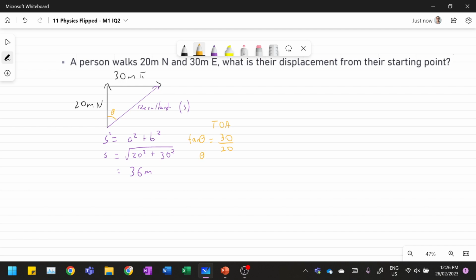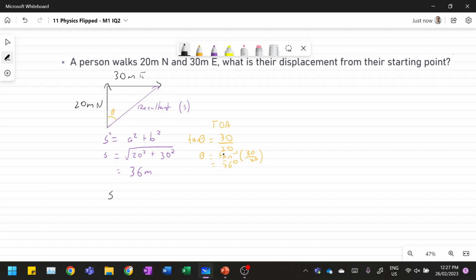And to solve for theta, I just need to take the tan inverse of that fraction. And that is approximately going to be equal to 56 degrees. And that's just to the nearest degree. For our final answer, we need to combine the magnitude and the direction of the vector. So I'm going to write that underneath.